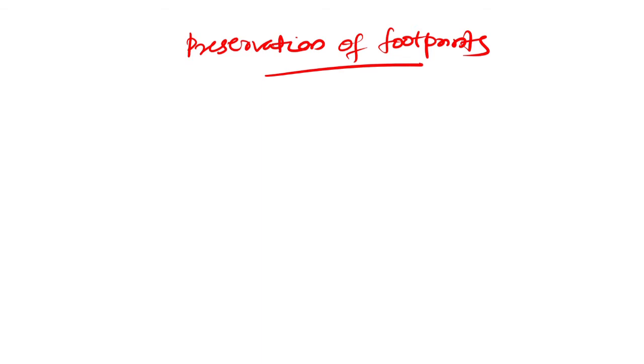Next is preservation of footprints. It should always be remembered that the chances of footprints being damaged are greater than for any other traces left behind by the criminal. Wind, rain, earthworms, ants, etc. may obliterate or damage the footprints.